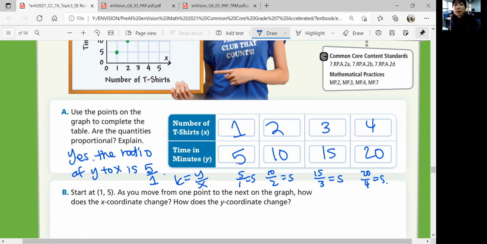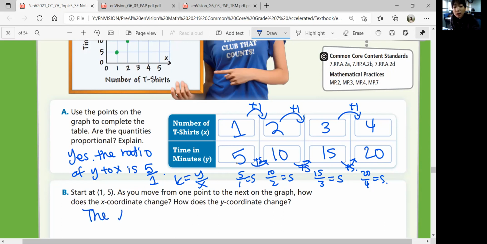Okay, so part B, start at 1, 5. As you move from one point to the next on the graph, how does the x coordinate change? How does the y coordinate change? So let's compare the change of x values in comparison to the y values. X values get bigger by 1. Y values get bigger by 5, right? So whenever you add 1 to your x value, you need to add 5 to your y values.